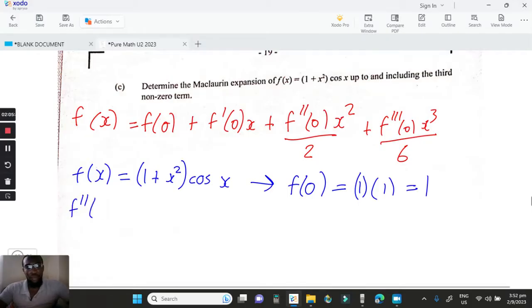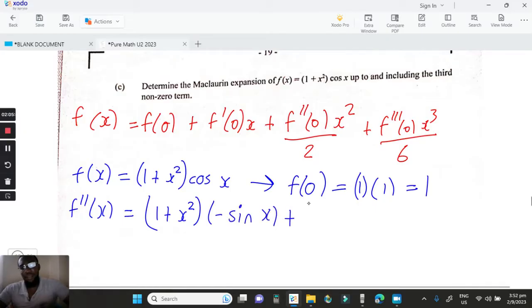Now I need f double prime of x. Keep the first, differentiate the second: I differentiate cos, I get negative sine x, plus keep the second, cos x, times the derivative of the first: I differentiate 1 plus x squared, I get 2x. And so now I plug in the 0, and I notice sine of 0 is 0, so that is 0 plus cos of 0 is 1.